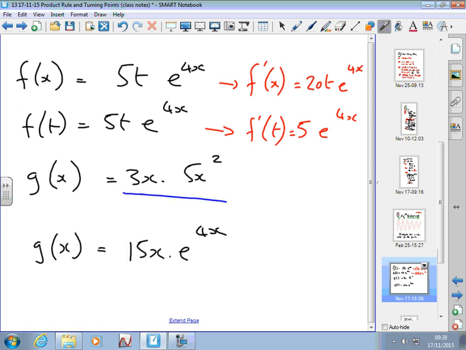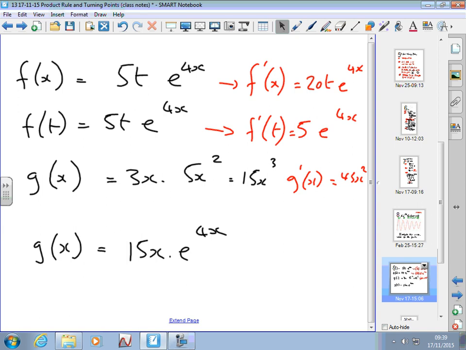What about this one? Have I got 2 functions involving x multiplied together? Yes. But do I need to use the product rule? Can I use algebra to help here? What's 3x times 5x squared? 15x cubed. So although I've got x appearing twice, I can actually combine them together to get 15x cubed. I can simplify it, in other words. So if x appears more than once, try and simplify. And so now the differential of that, g prime x, just equals, well, 15 times 3 is 45, x squared, take 1 off the power. So that's easy enough to do.